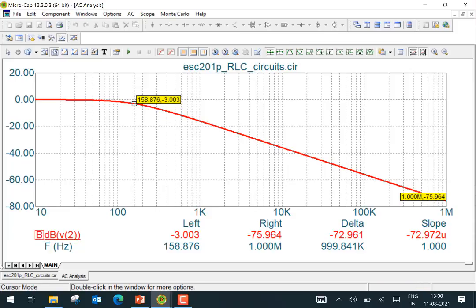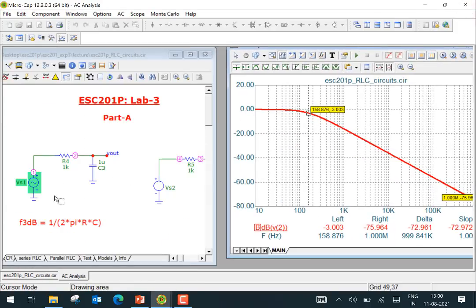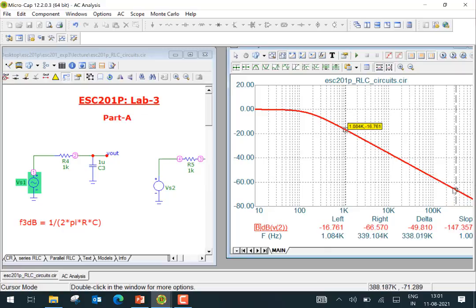And we also know that for this simple filter, the gain falls at 20 dB per decade. So we can check that here. Suppose, for example, I go here and make it 1K, and put the right cursor at 10K. The right cursor is close to 10K here, okay?